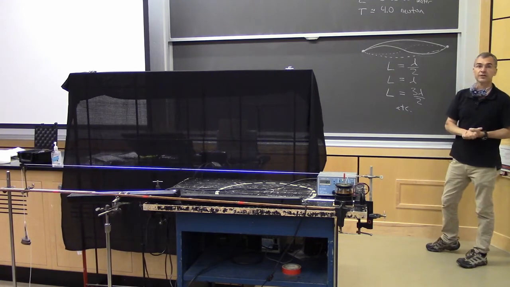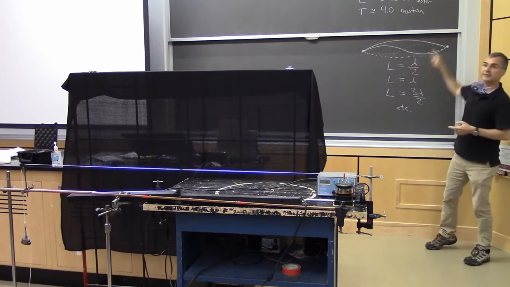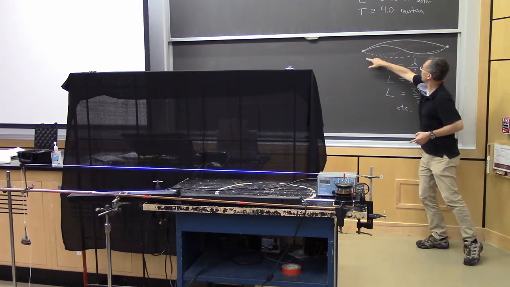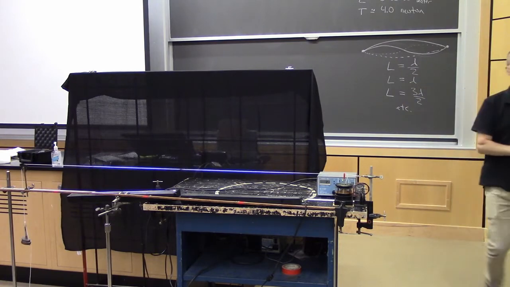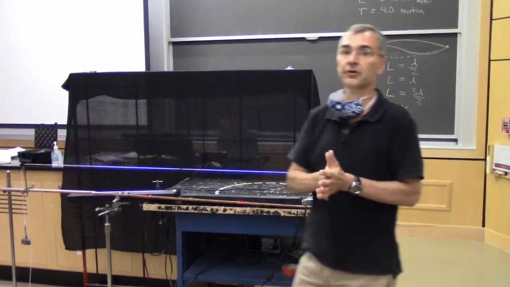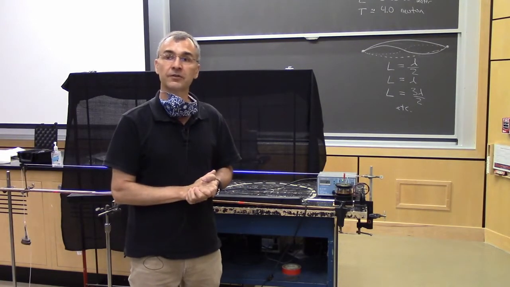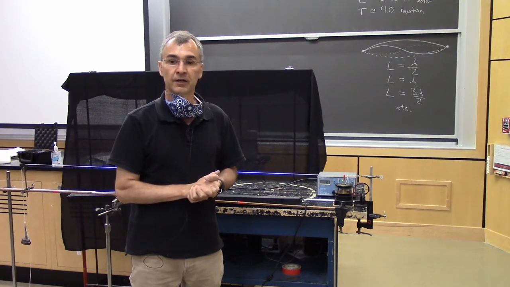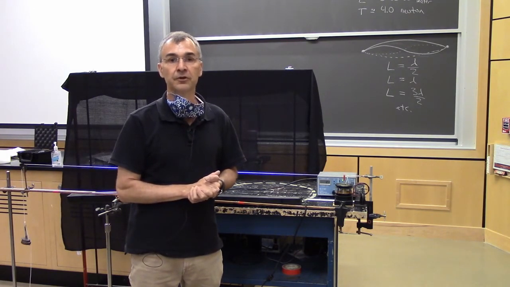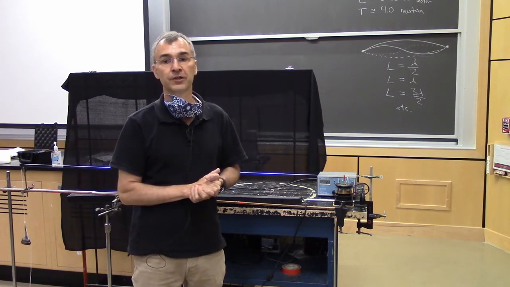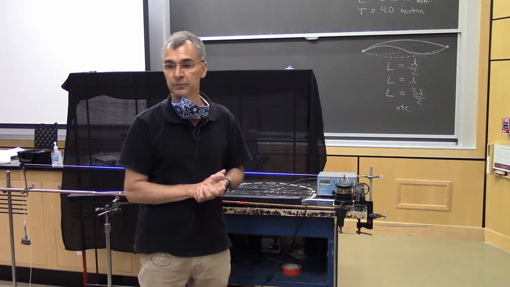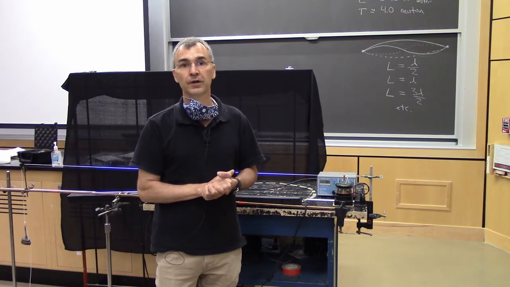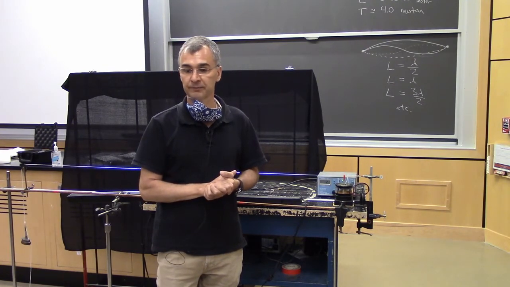If I have the two ends of the string fixed, here's one complete wave fitting on the string. And a version I didn't draw, but I could draw, is one and a half waves. So if you anchor the two ends of the string, then the possible standing wave modes on that string are that an integer number of half wavelengths fits on the length of the string. Usually we're most interested in the fundamental mode, where a half wave fits on the string.